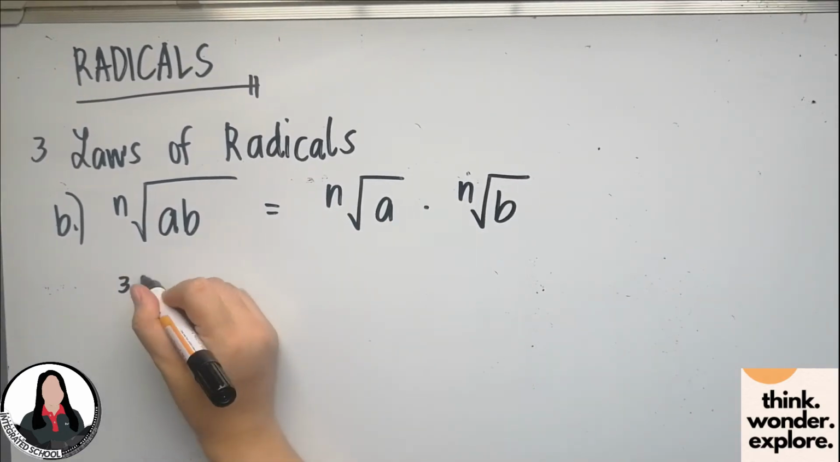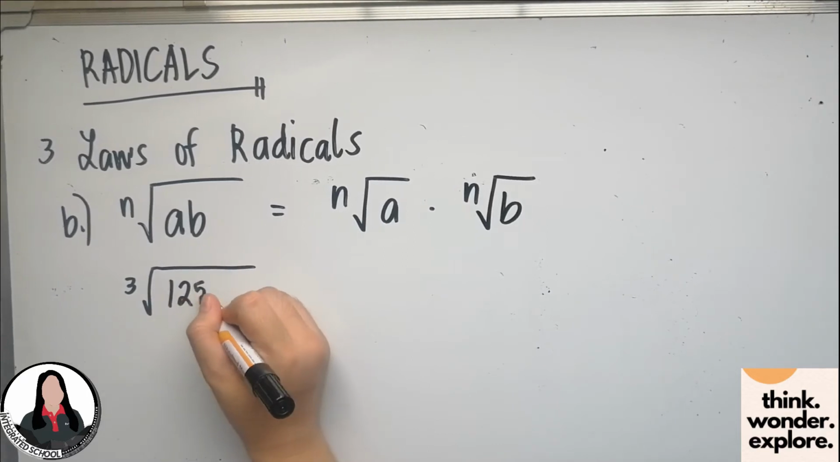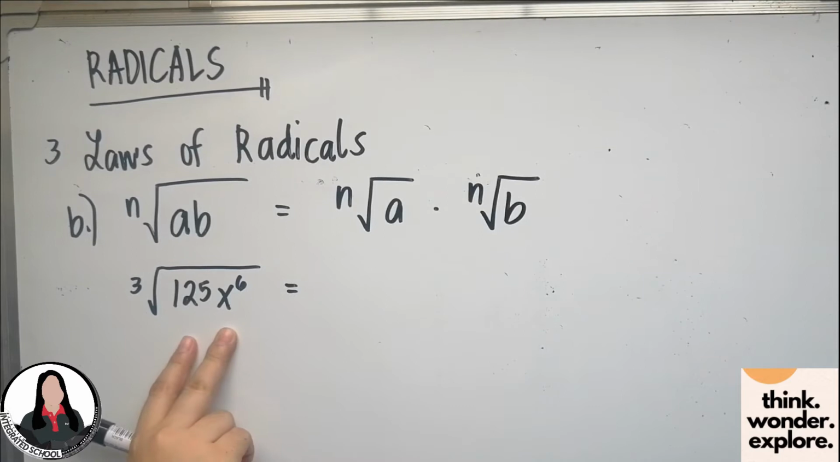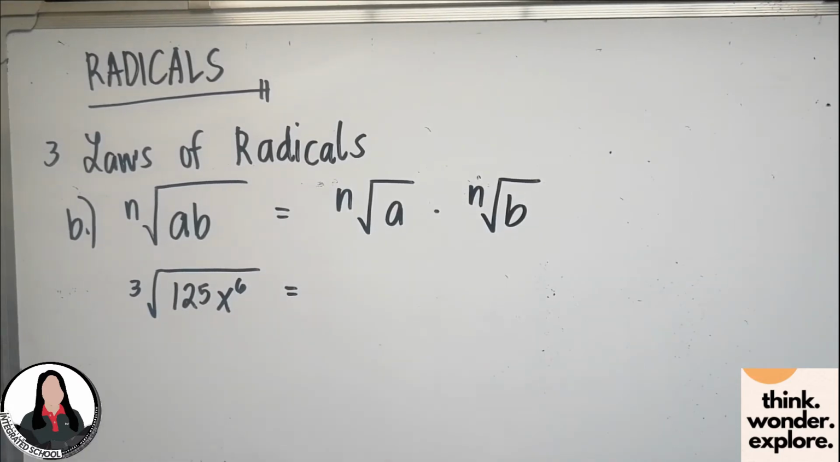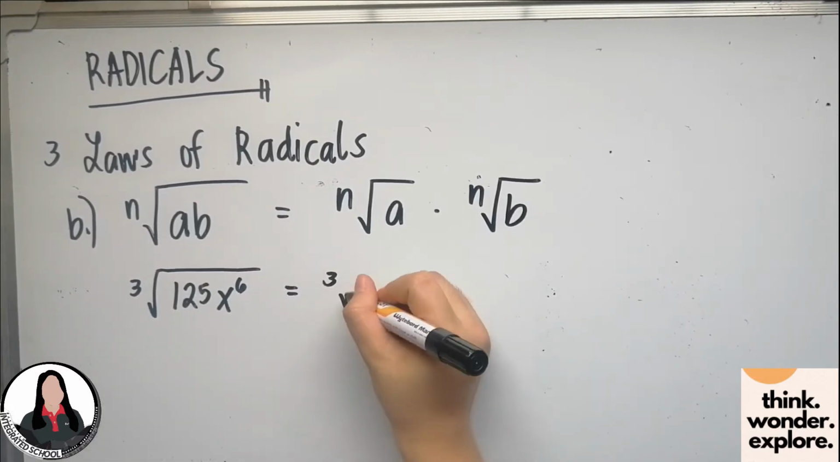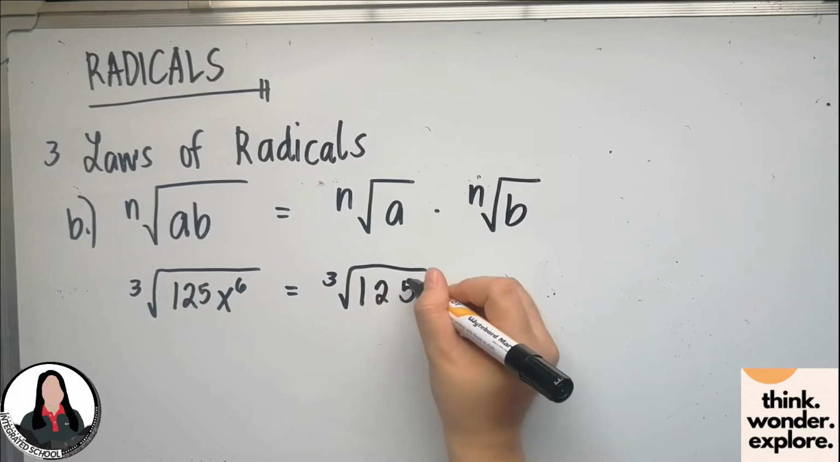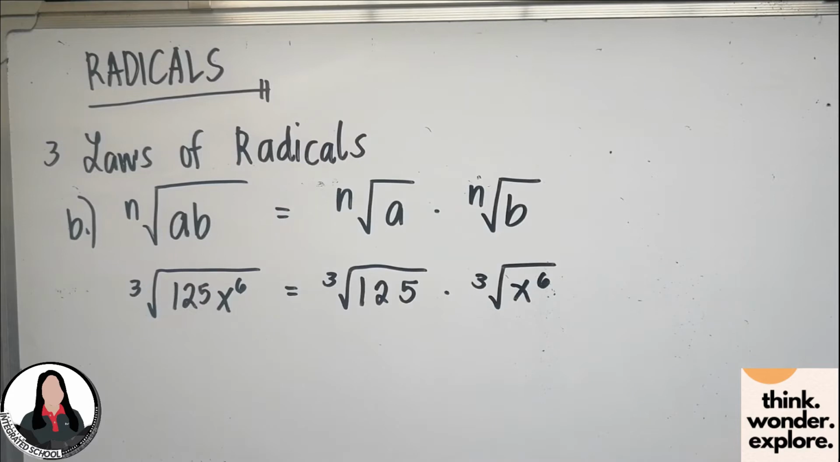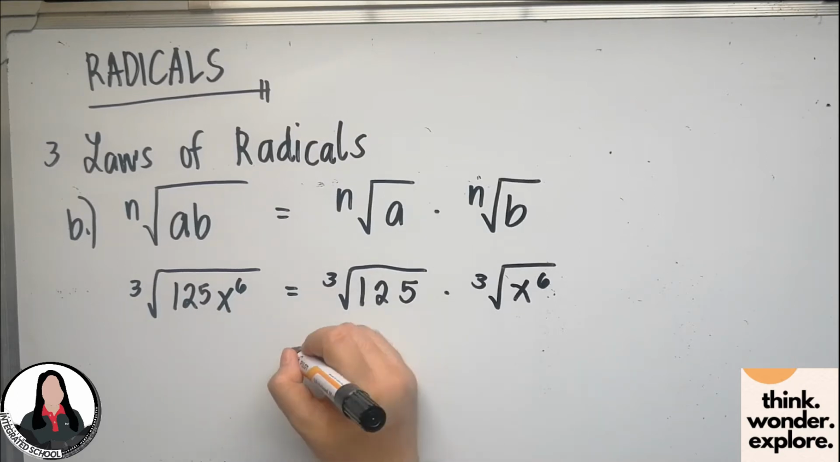So, let us have another example. We have the cube root of 125 x raised to 6. Since dalawa ang factors ng ating radicand, pwedeng isulat natin siya as the cube root of 125 multiplied by the cube root of x raised to 6. Equal lamang yan dahil pinaghiwalay lamang natin ang dalawang factors.